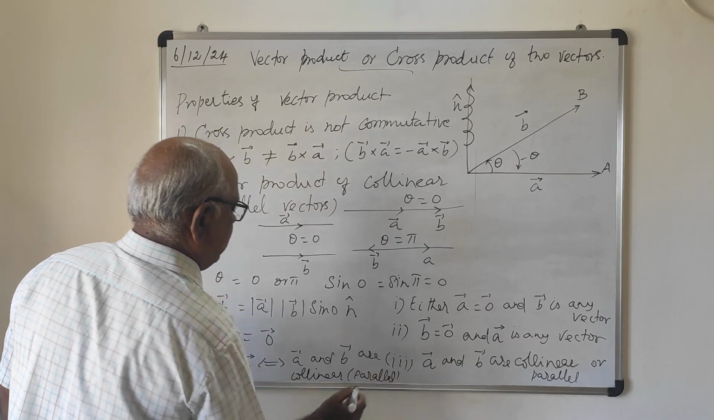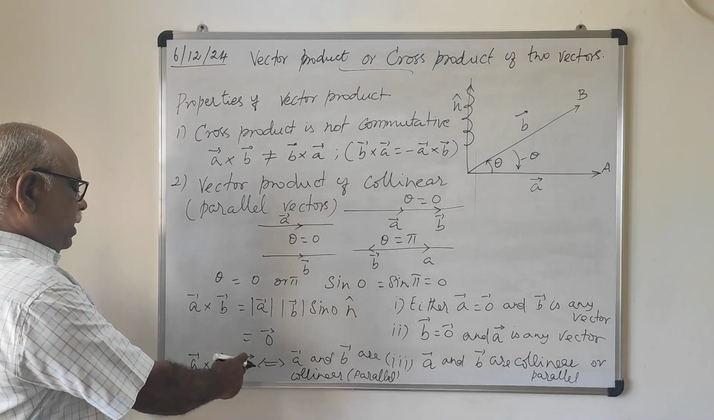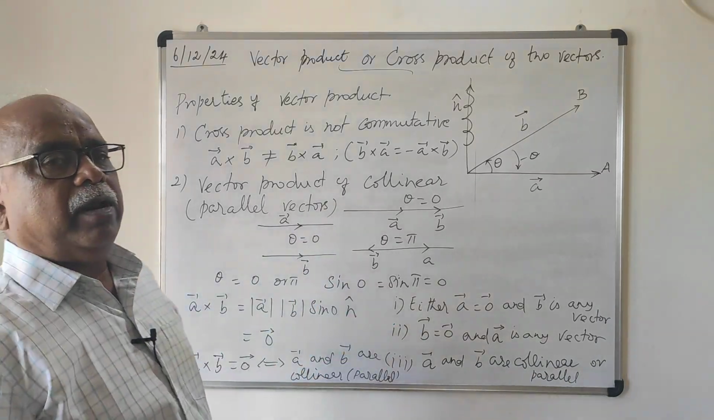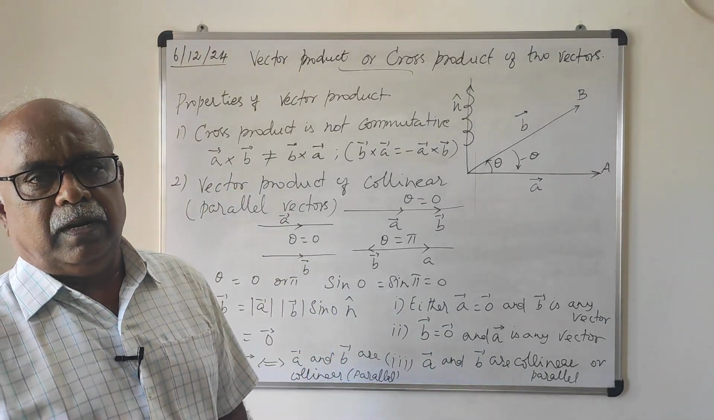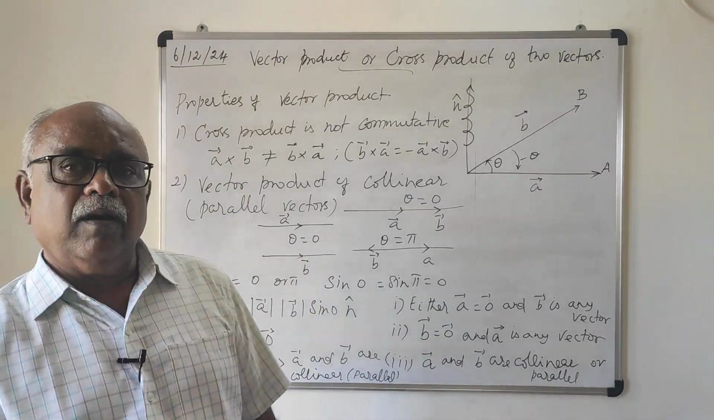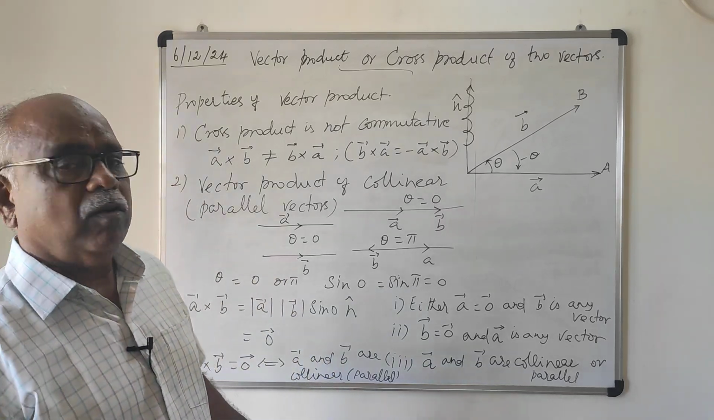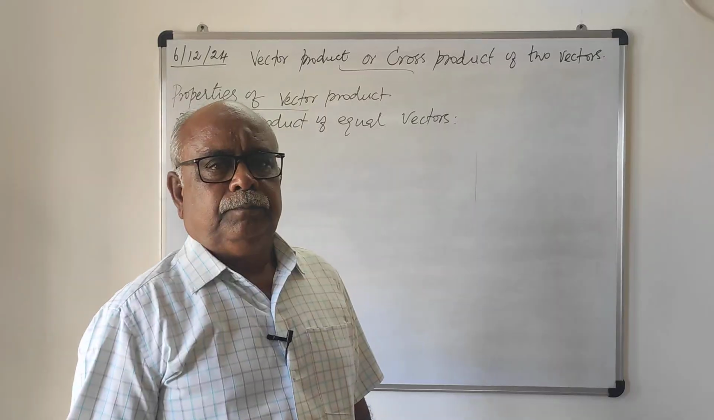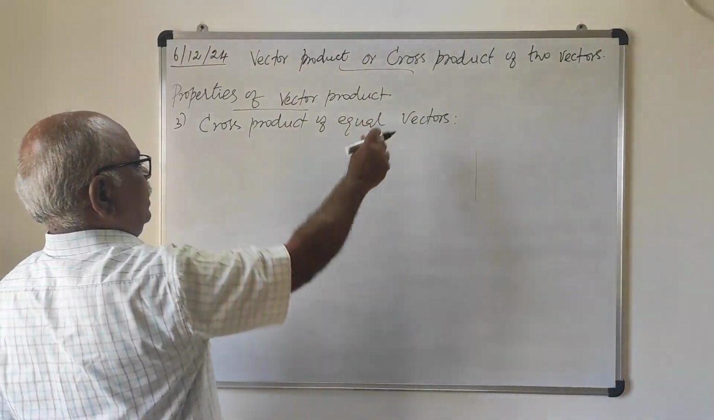This is the idea of collinearity of two vectors. If and only if, implied both ways: if A and B are collinear or parallel, A cross B is 0. If A cross B is 0, A and B are collinear or parallel. Whereas in the case of dot product, A dot B is 0 implies A and B are perpendicular. That is the difference between dot and cross product.